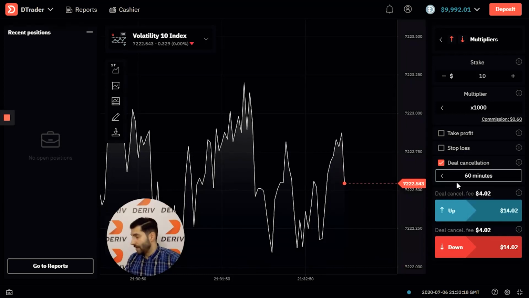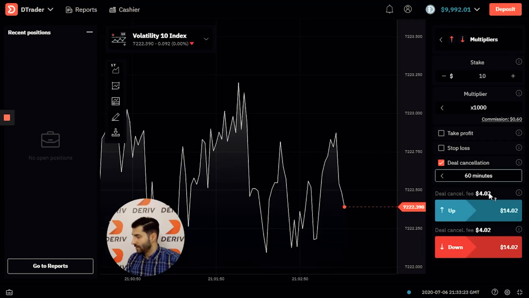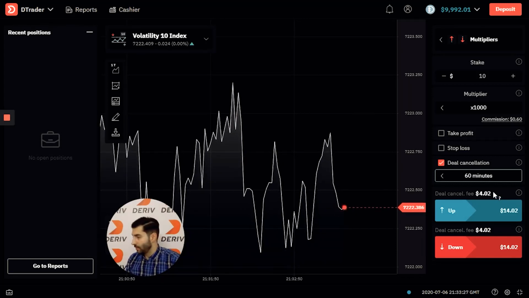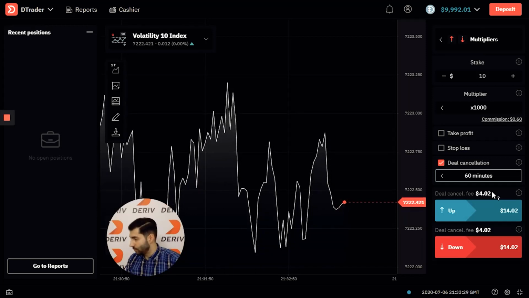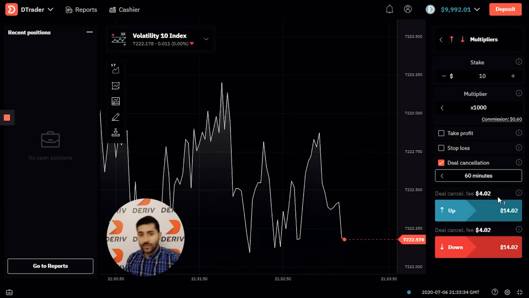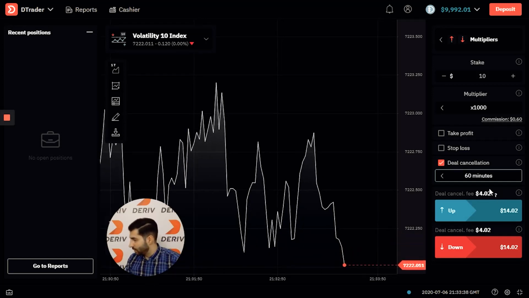However, in order to have this option available, I do have to pay a deal cancellation fee over here. So essentially, it works like an insurance policy, whereby you pay a small premium in order to limit your risk. And so there you have it. These are the main features available with multiplier contracts.